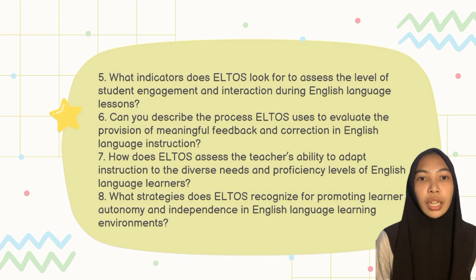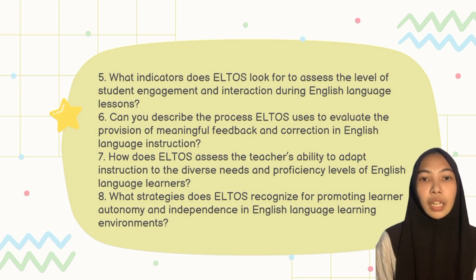And next question is strategies for promoting learner autonomy and independence. The answer is that ELTOS recognizes a range of strategies for promoting learner autonomy and independence in English language learning environments. These strategies may include fostering learner agency through goal setting, self-assessment, and reflection activities. ELTOS evaluators look for evidence of opportunities for learners to take ownership of their learning process, such as through self-directed learning tasks, project-based assessments, and peer collaborations.